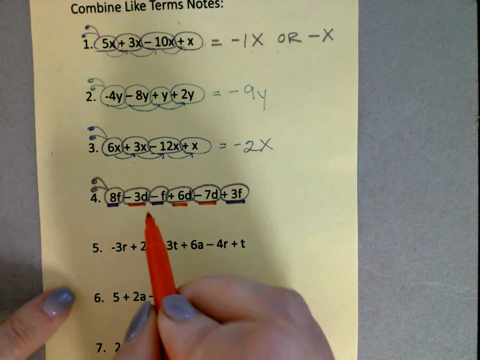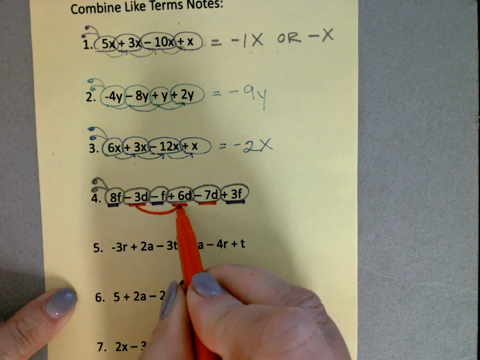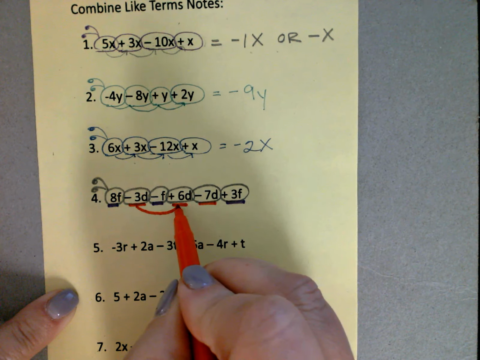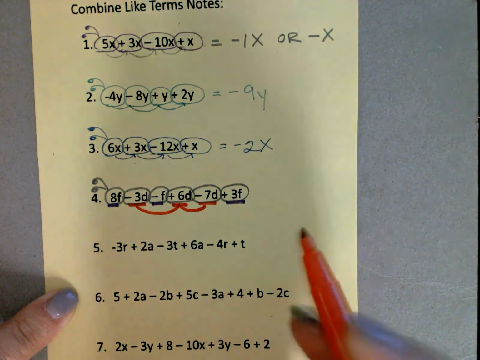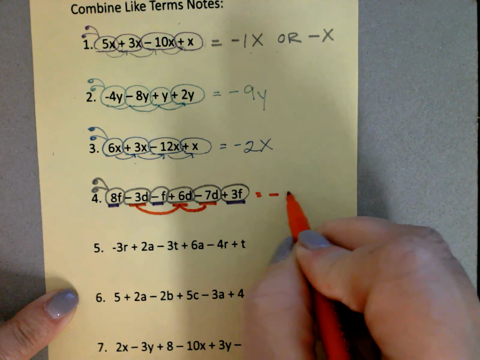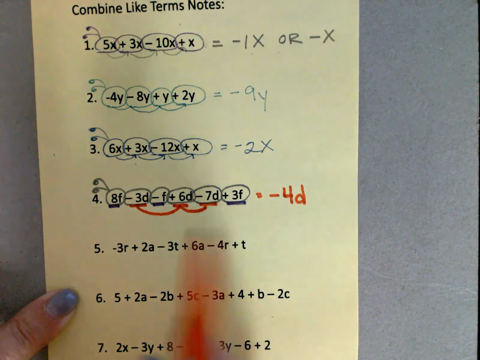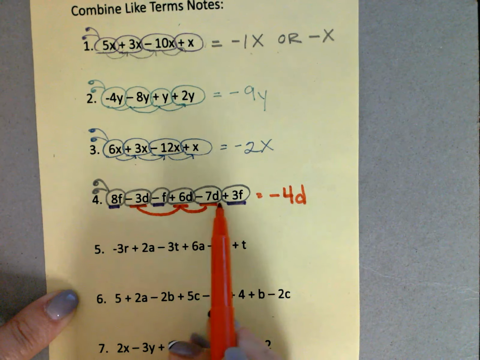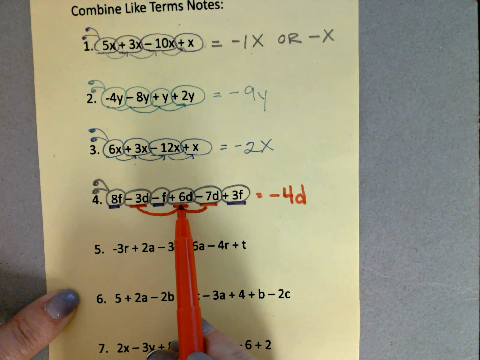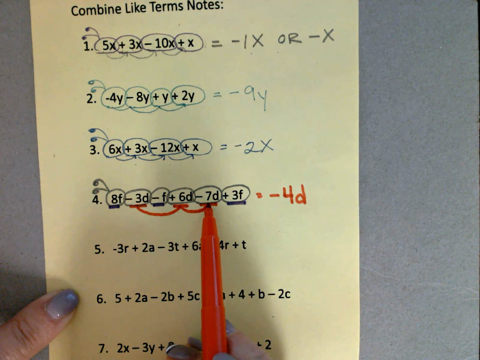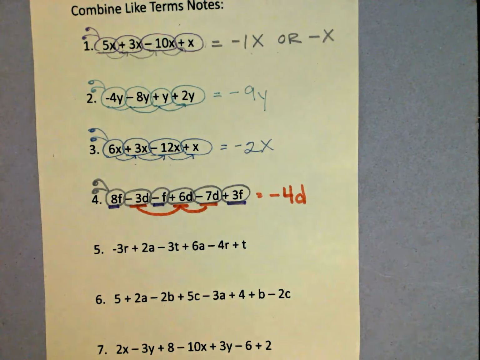So when I look at my D's, I have -3 here and 6 there, makes a total of 3, minus 7 more. I end with -4 D's. So I have 3 bubbles that have D's. Those are the same. -3 plus 6 is 3. Minus 7 is -4. Okay, let me switch to my purple marker.